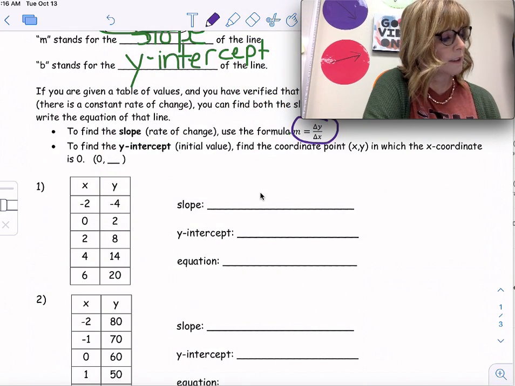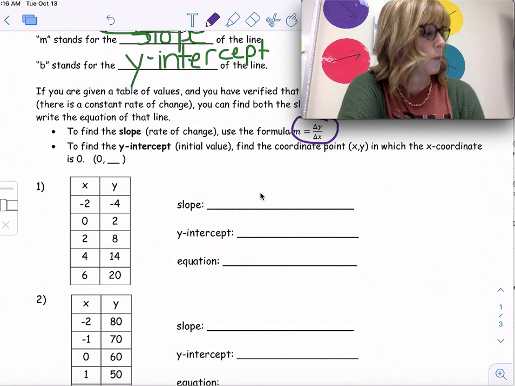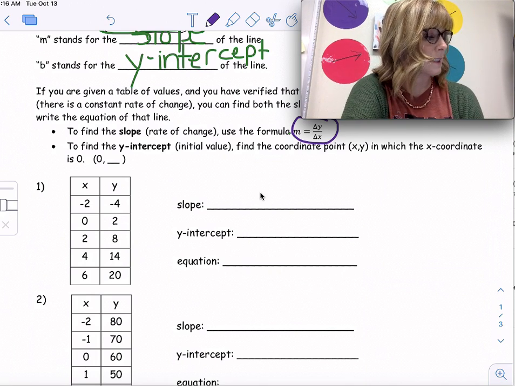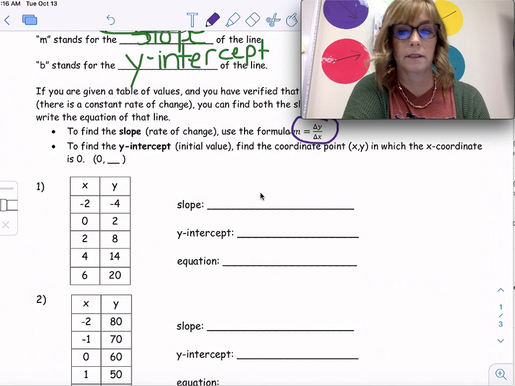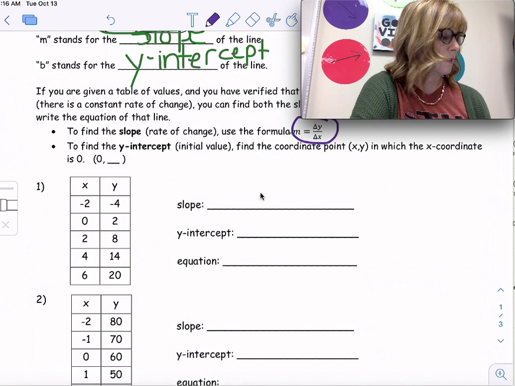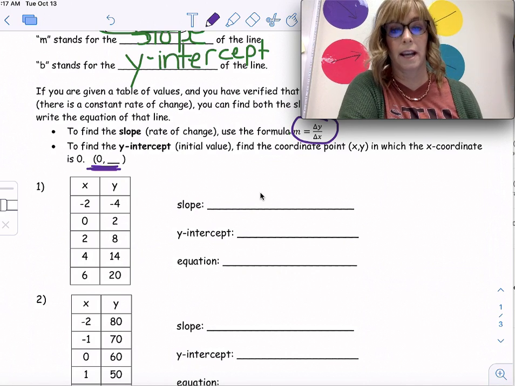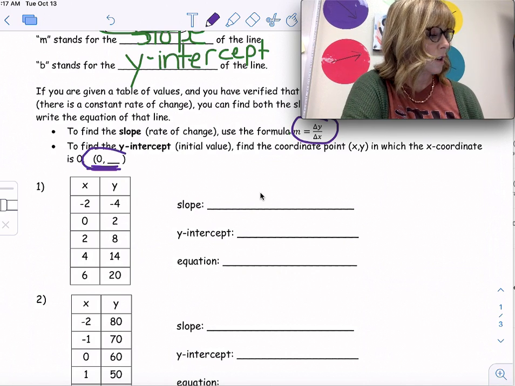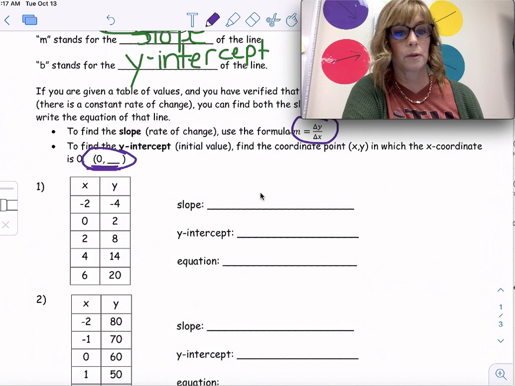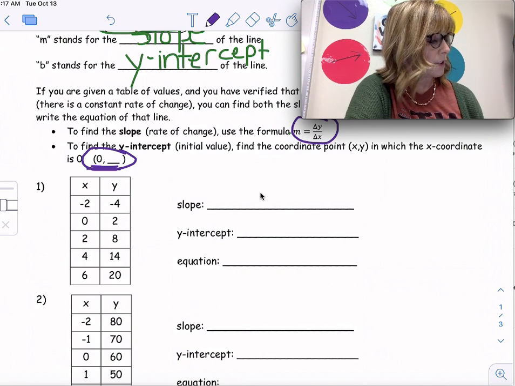right here. And to find the y-intercept, that's the initial value where the line crosses the y-axis. To find that coordinate point in which the x-coordinate is 0, the x is always going to be 0, and the y-intercept is the value when x is 0. So you're trying to find the y-intercept, you're looking for where the x value is 0, and that's where that line hits the y-axis.